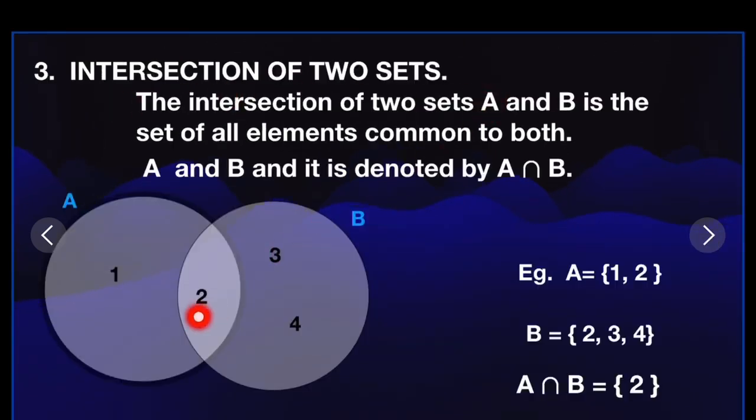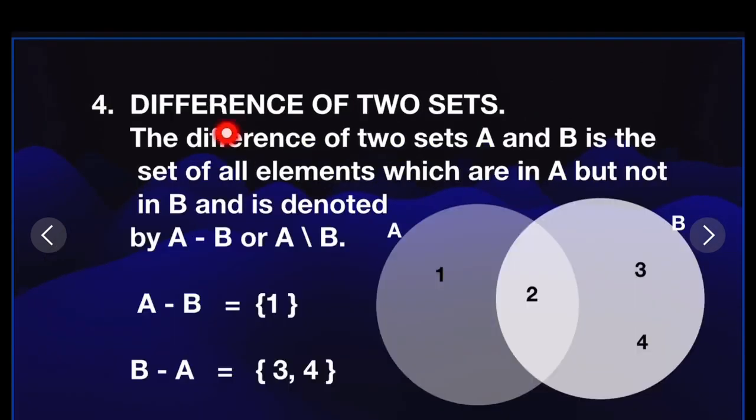Intersection of two sets, for the given two sets, all the elements which are common to both the sets, that is called A intersection B. Difference of two sets, those are elements which are only in A and not in B. That is called A difference B. It is denoted like this or like that.